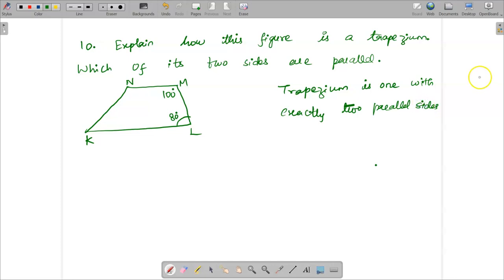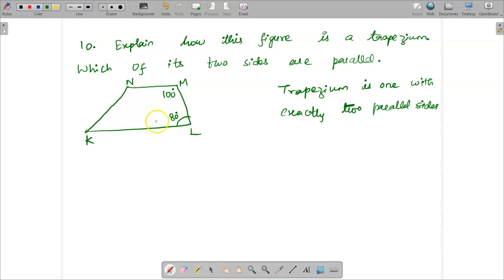Okay, so in a parallelogram, what do we have? These two sides as well as these two sides are parallel. But in a trapezium, exactly two sides are parallel, and the other two sides will not be parallel. That is the difference between the trapezium and the parallelogram. In a parallelogram we have four sides, so each pair is parallel, but in a trapezium only one pair is parallel. And we have to prove that exactly one pair of sides is parallel here.